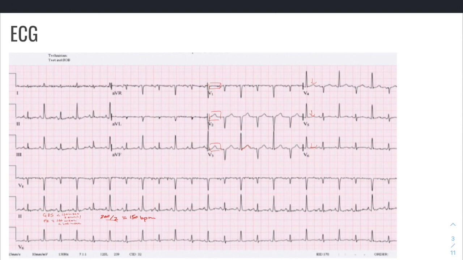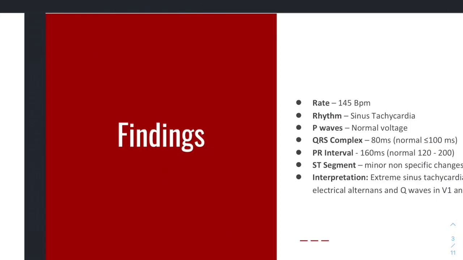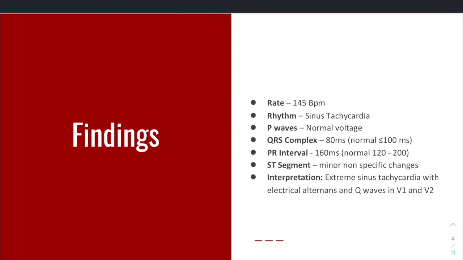So that wraps up our 6-step method for this ECG. So what are we talking about? Let's go back and just review. We said our rate was about 150 using the 300 method. So we're looking at a little bit shorter than that.